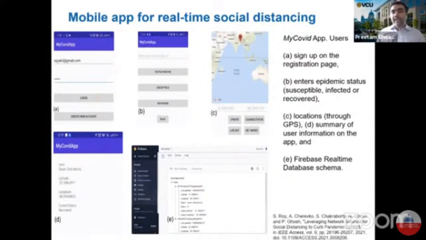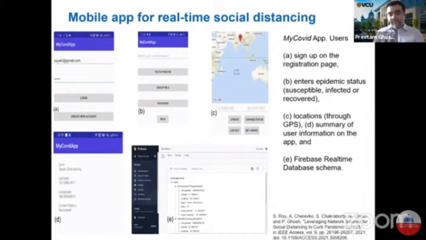So people can sign up for this mobile app. They can enter their epidemic status, whether they are susceptible, infected, or recovered. Based on that, we look up Google Maps, and we use some of the Google Android APIs for implementing this mobile app. So if you're walking into a grocery store, this app can do real-time sensing of how many other infected people are in your vicinity, and it automatically draws a 6-feet radius around you, okay?